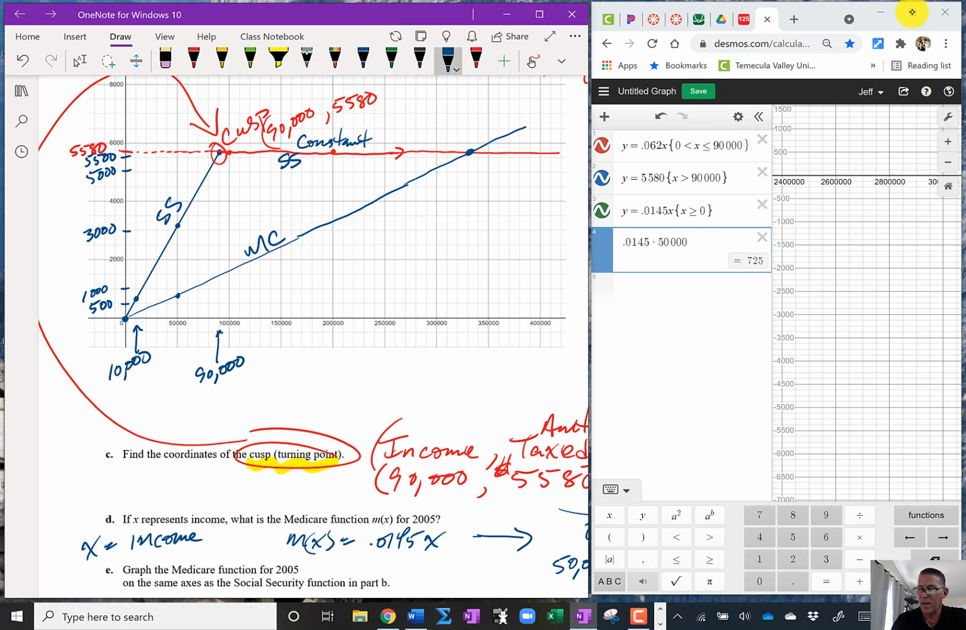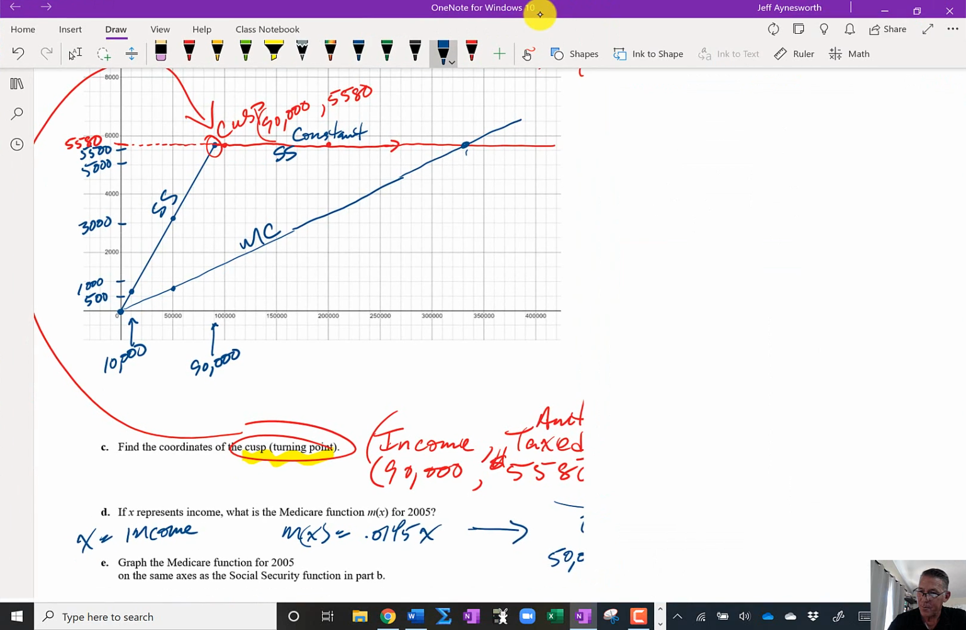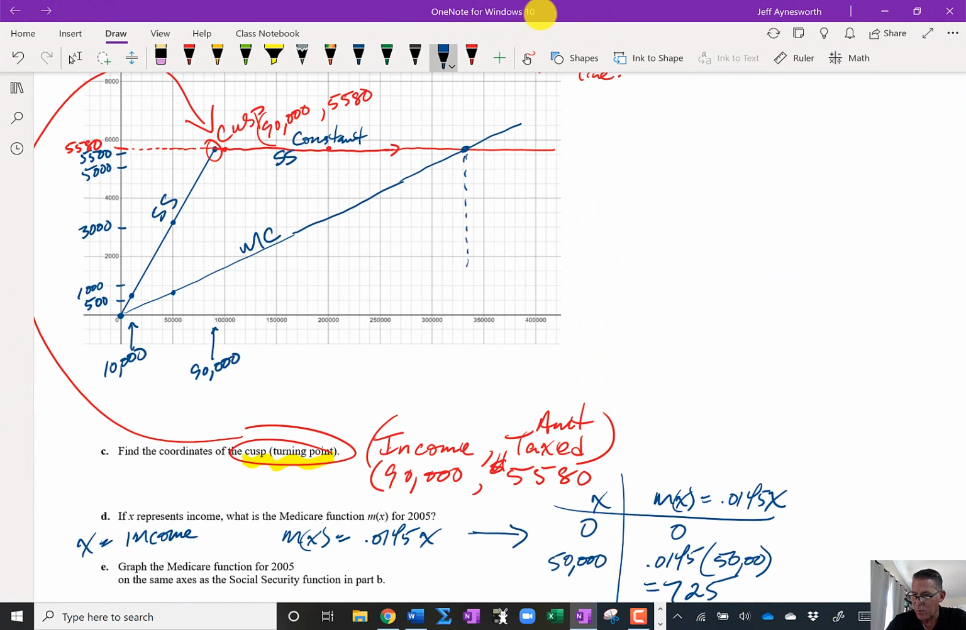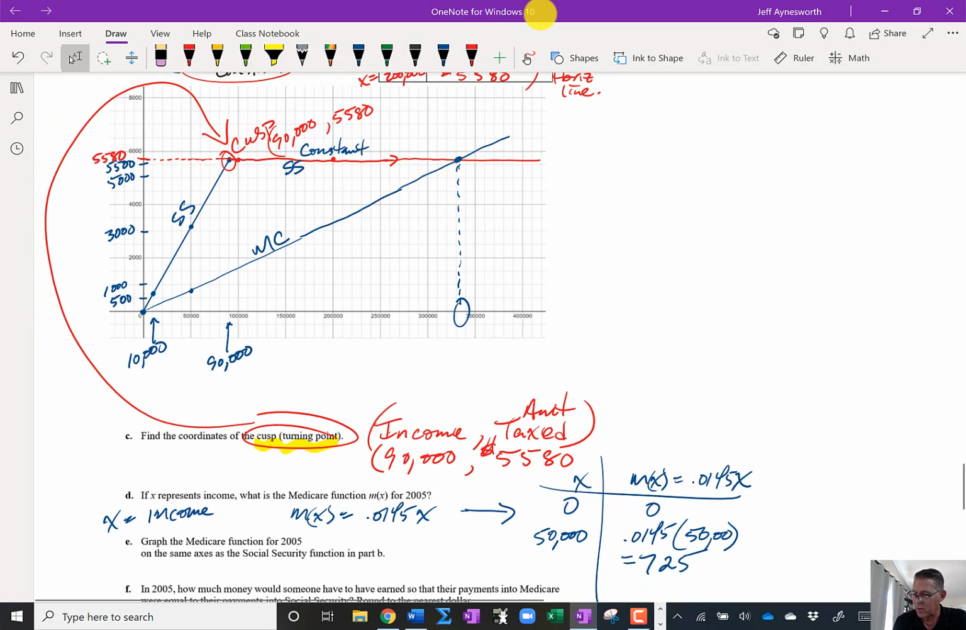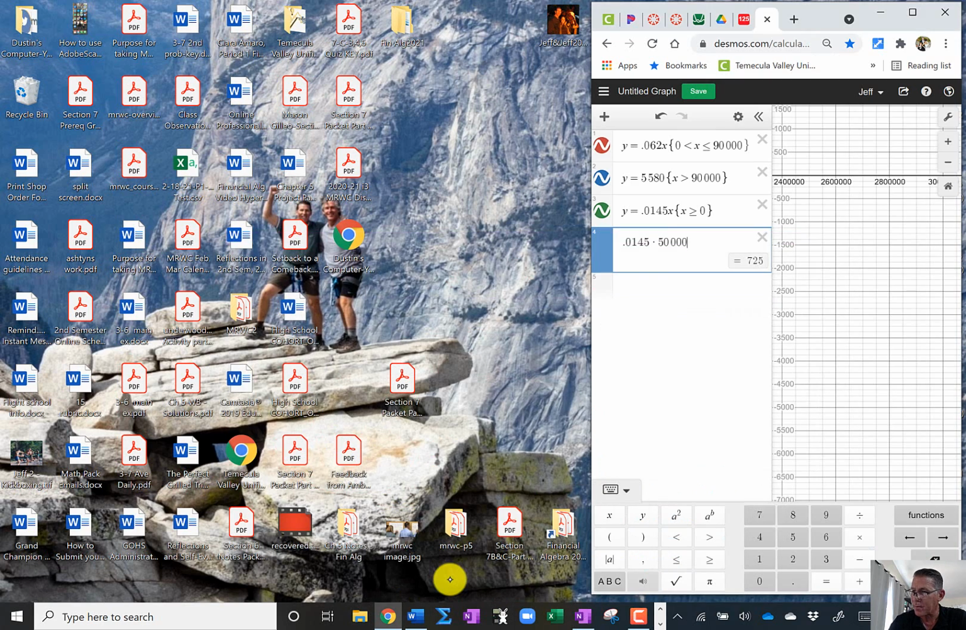So when you reach an income level of about $384,827 roughly, the amount that you pay for Medicare will be the same as you would pay for Social Security. Okay, remember Medicare is the green one. But how do you get that number algebraically? How do you do that without decimals?